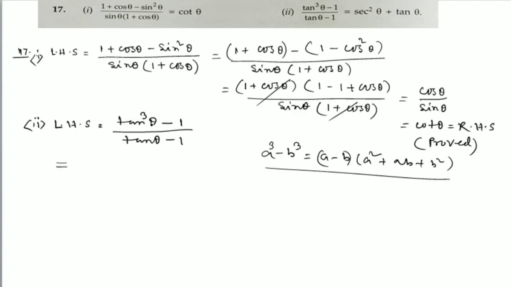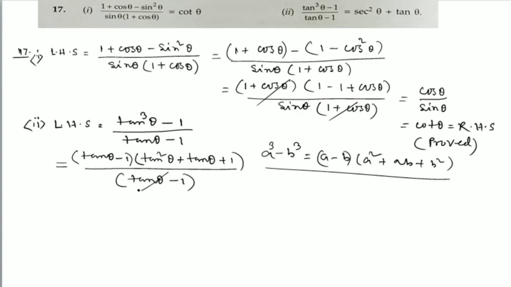So tan cube theta minus 1 means 1 cube. So we can write it as a minus b. Here a is tan theta. So it is tan theta minus 1 into a square plus ab plus b square. Here a is tan theta, so it will be tan square theta plus tan theta into 1 means tan theta plus 1, divided by tan theta minus 1. It will vanish. So here we get 1 plus tan square theta means sec square theta. Okay, we can write it sec square theta plus tan theta. Can you follow? Yes, this is the right hand side. So we write it right hand side, and this is proved. Okay.